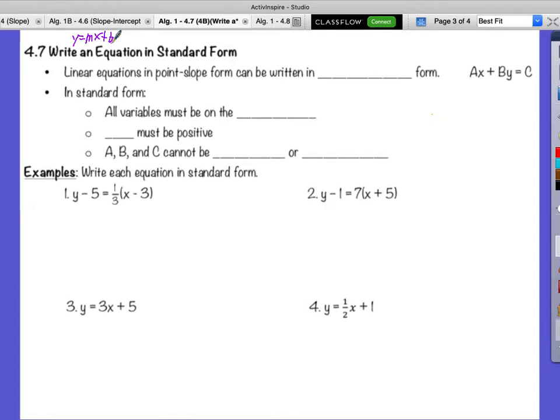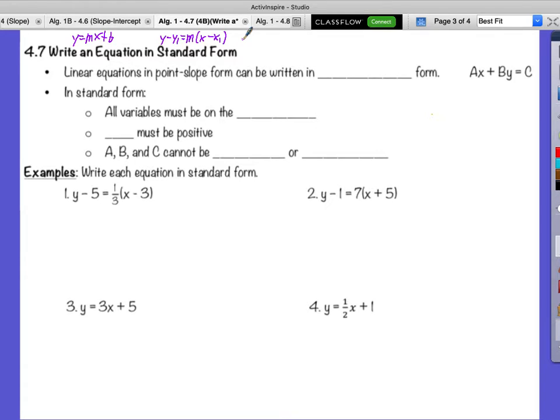Now Seth, remind me of point slope form. Y minus y1 equals m times the quantity of x minus x1. Very good. Point slope form uses the point x1, y1, and the slope m. Okay? And it's y minus y1 is equal to m times the quantity x minus x1.